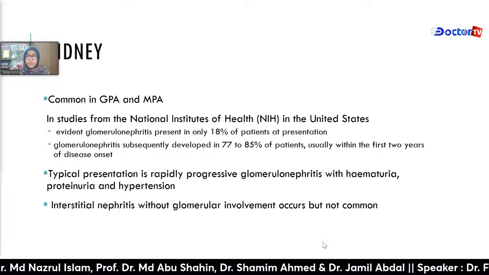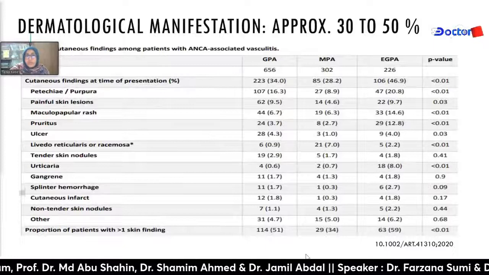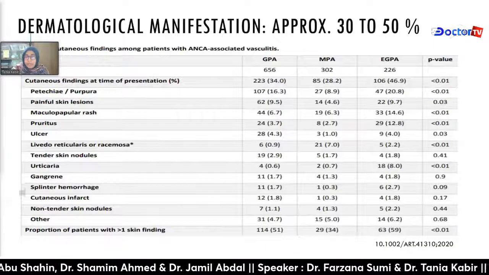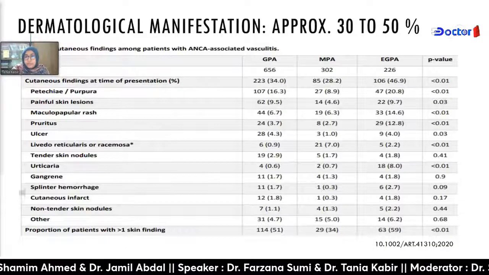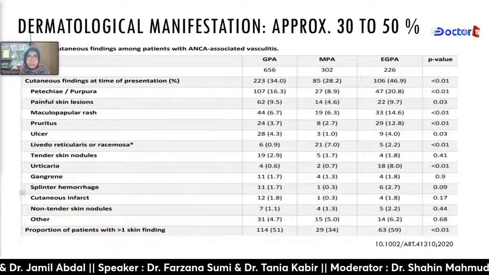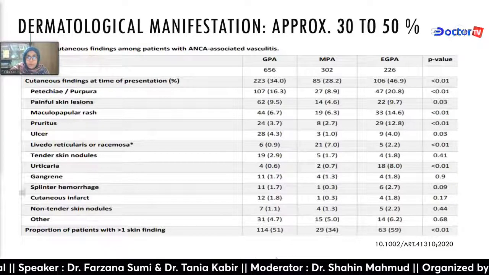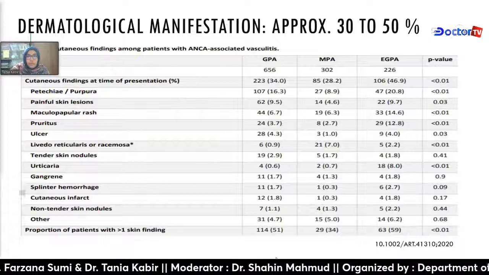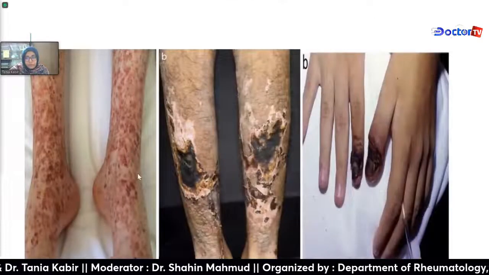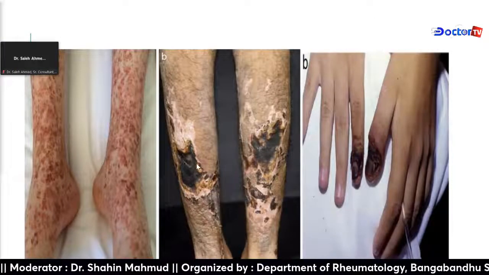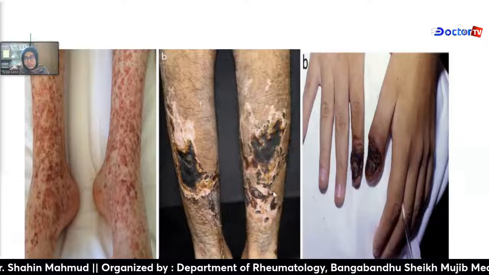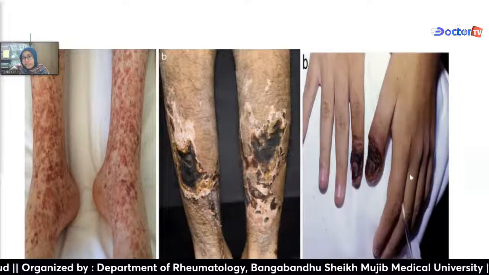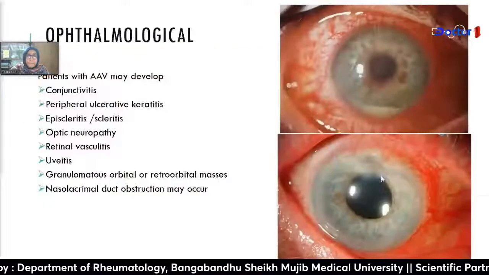This is the table showing the dermatological manifestations of ANCA-associated vasculitis. At the time of diagnosis, 30 to 50% of the patients presented with dermatological manifestations. Among them, petechiae and purpura are the most common manifestation. This is the picture showing the purpura. There is a necrotizing ulcer in a patient with MPA, and there is digital gangrene in a patient with GPA.